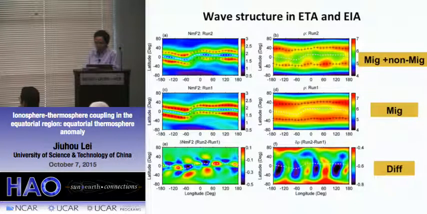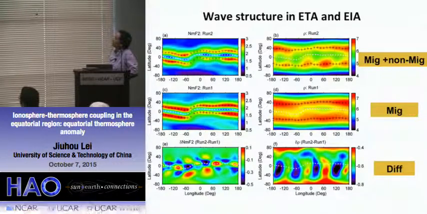And here are the two simulations: this one is non-migrating and migrating both, and this one is just migrating. The bottom shows the difference field as a function of latitude and longitude. This is at a fixed local time, like the CHAMP satellite did. And here it shows local time 16. The left panel shows the peak electron density. The right panel shows the mass density, indicating the temperature field.